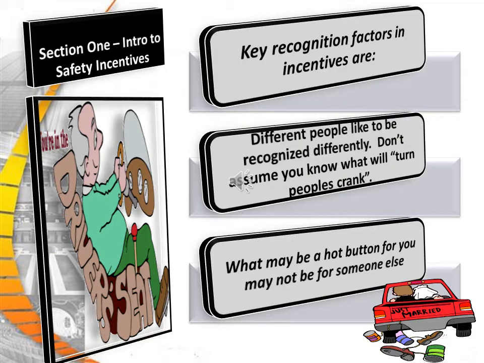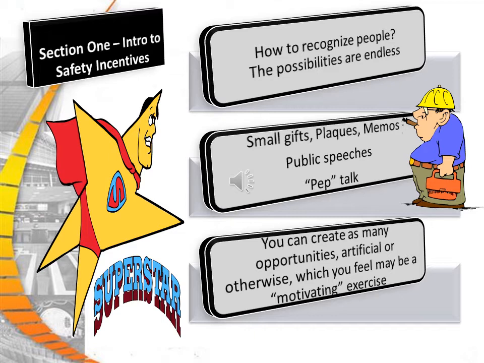Key recognition factors and incentives are: different people like to be recognized differently. Don't assume you know what will turn people's crank. What may be a hot button for you may not be a hot button for someone else. How to recognize: the possibilities are endless. Small gifts, plaques, memos, public speeches, pep talks. You can create many opportunities, artificial and otherwise, which you feel may be a motivating exercise.